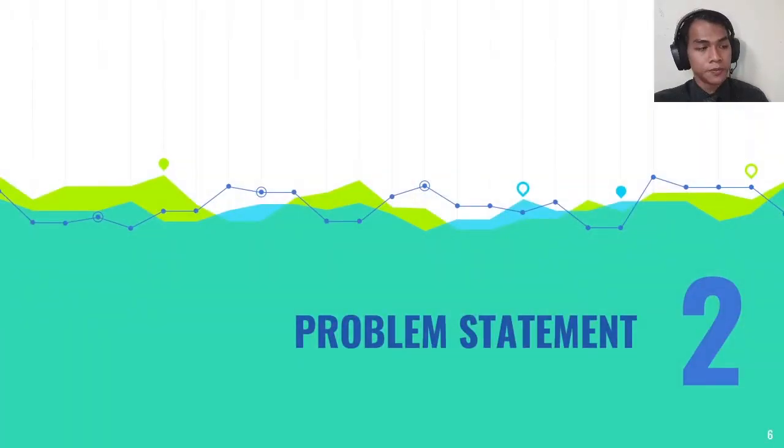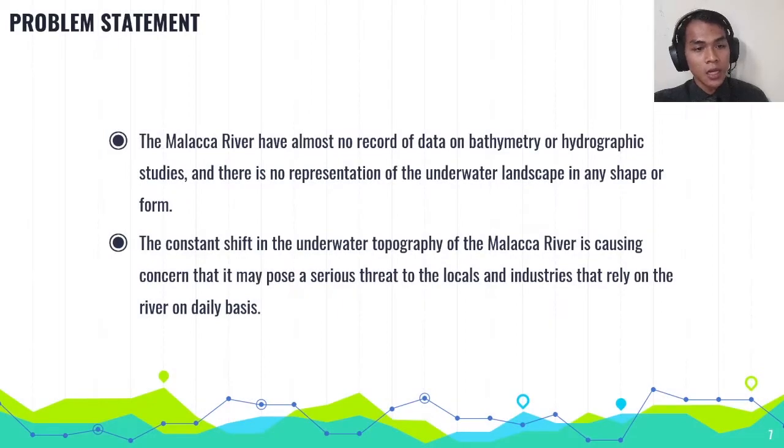Problem statement. Number 1. The Melaka River has almost no record of data on bathymetry or hydrographic study, and there is no representation of the underwater landscape in any shape or form. So for this particular problem, the data that I get for hydrographic studies is just research about pollution, so it's not very relevant to my project.